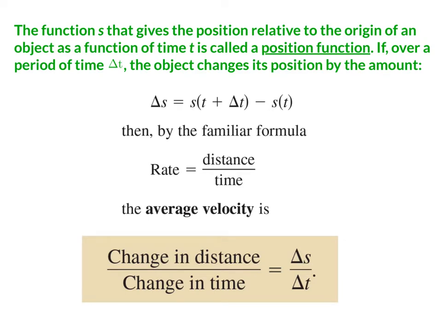Taking the position function over time and adding in the idea that rate equals distance over time, I can then find the average velocity. So that's a change in distance over change in time. That is delta s over delta t.